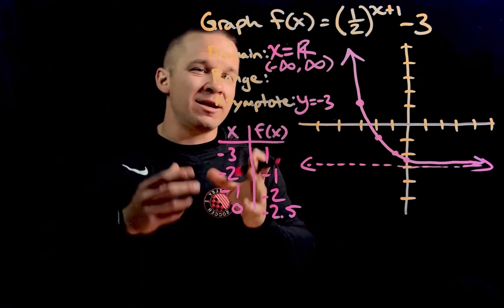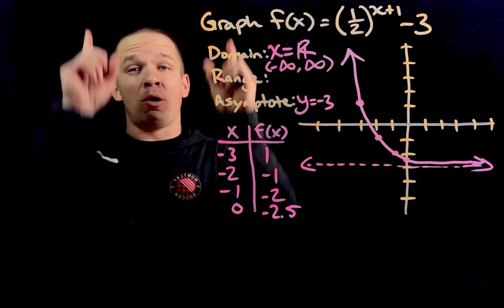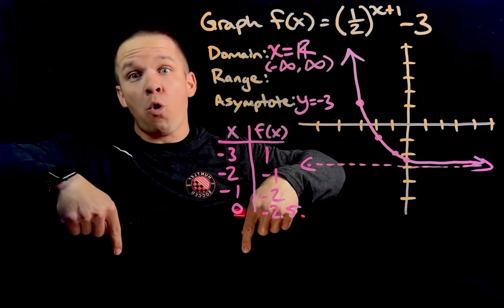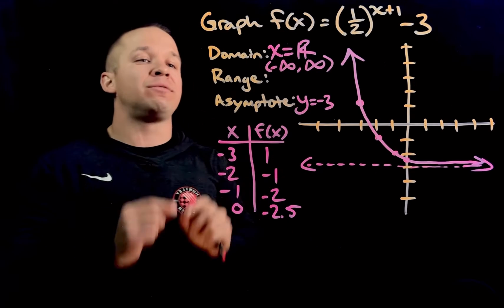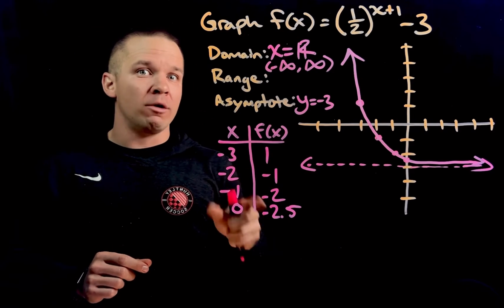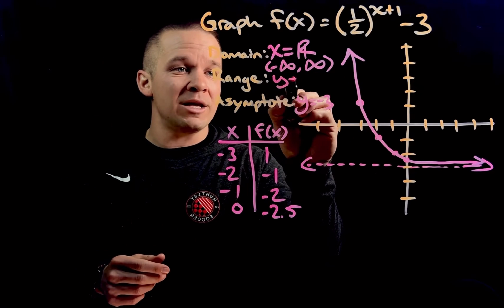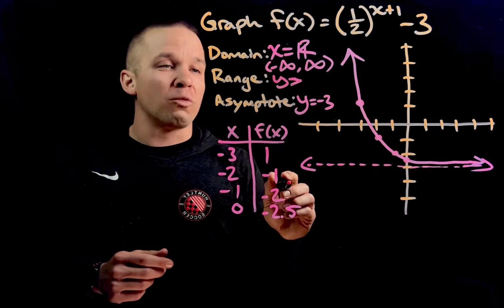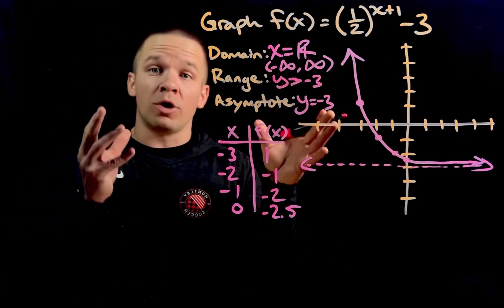Beautiful. All right, next up, my range. Those are my y values. Does it ever stop going up? No. Does it ever stop going down? Whoop! It's limited by that horizontal asymptote, right? At -3. Does it ever get there? No. Never touches it, so we don't want to include it. So you can either write it as y is greater than -3, or, again, interval notation would also work here.